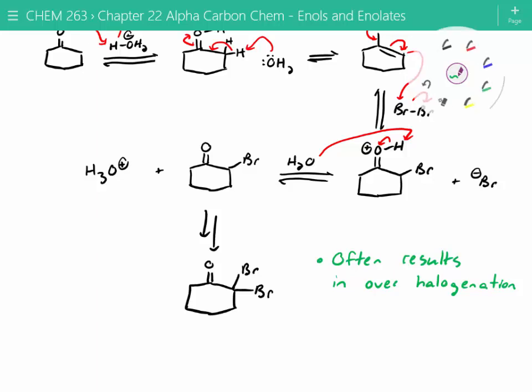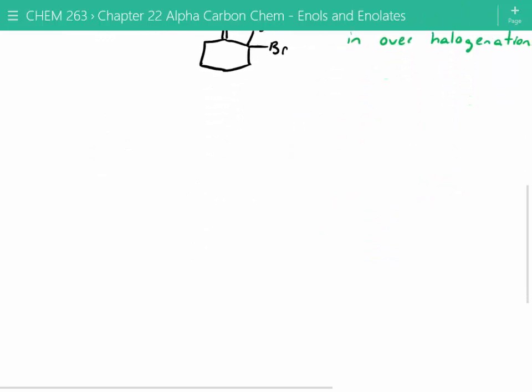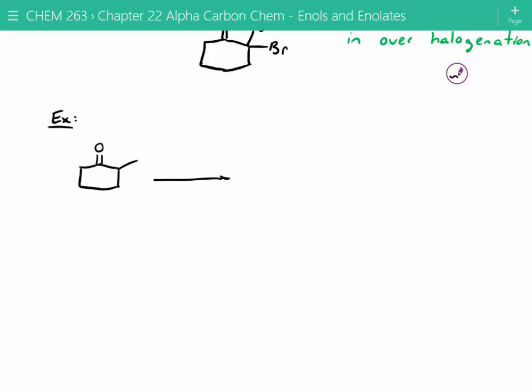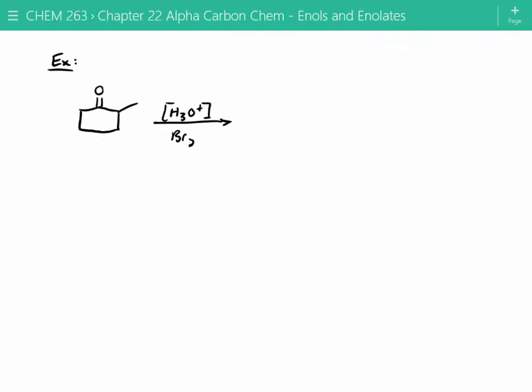All right, let's go through and do an example with one of these. So we're going to add in acid and bromine. So this looks exactly the same as our previous example. I just added on a methyl group. What would our product be?